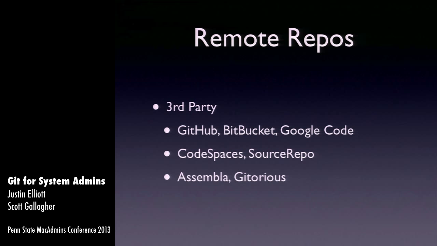Some more remote repo stuff: some third-party ones. As I mentioned before, GitHub, so you can call me a GitHub fanboy if you want, but Bitbucket's really good too. Google Code has their own that you can use. Code Spaces and Source Repo are some other ones. Assembla and Gitorious are also two other good ones. I believe they're all free to sign up, and they'll give you a certain amount of space that you can use.